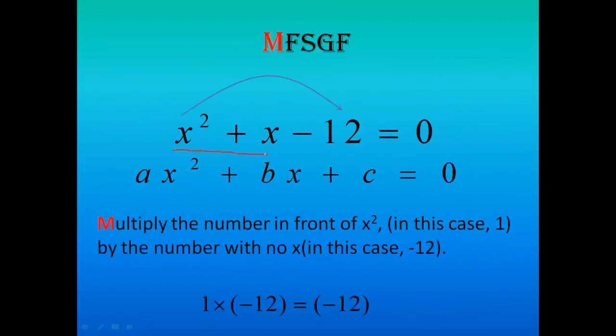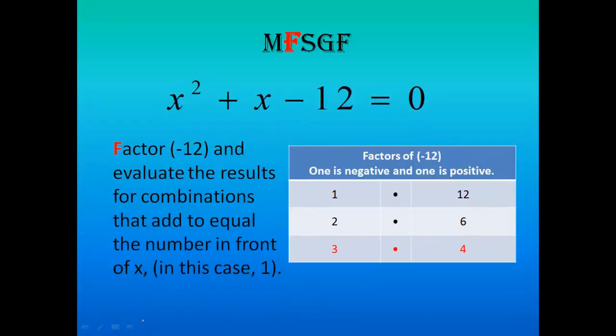Take this simple quadratic. First step is to multiply, so I'm going to multiply the 1 times the negative 12. In this case, the A times the C in this form. Gives me a negative 12. I want to find the factors of that negative 12 that I combine to get a positive 1. So in this case, it'll be a positive 4 and a negative 3. So I've multiplied, I've factored.